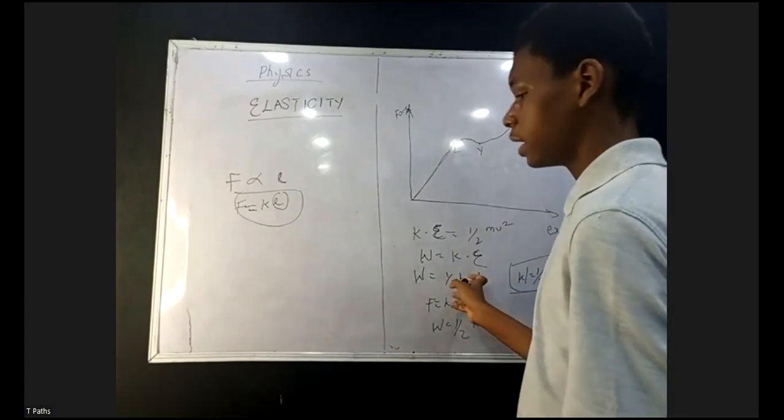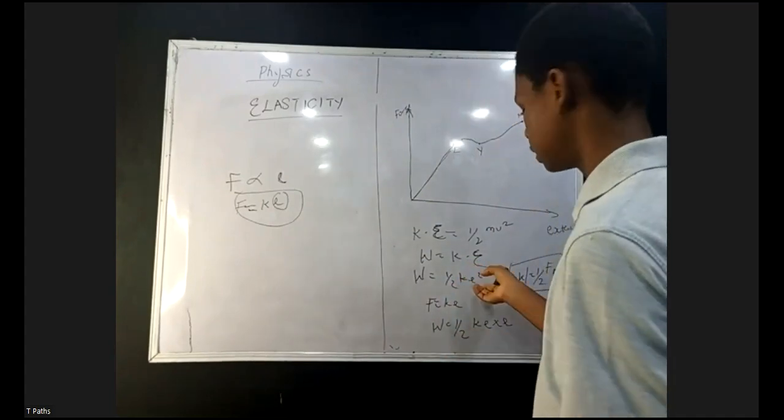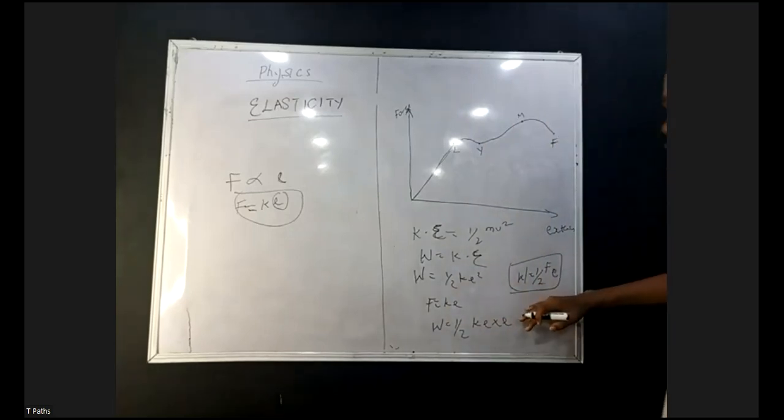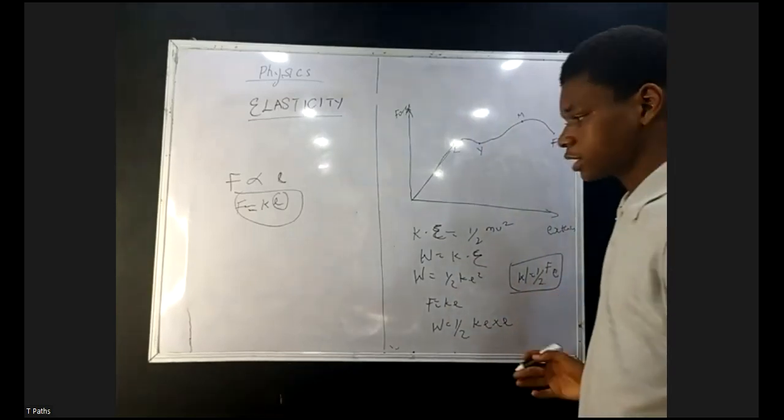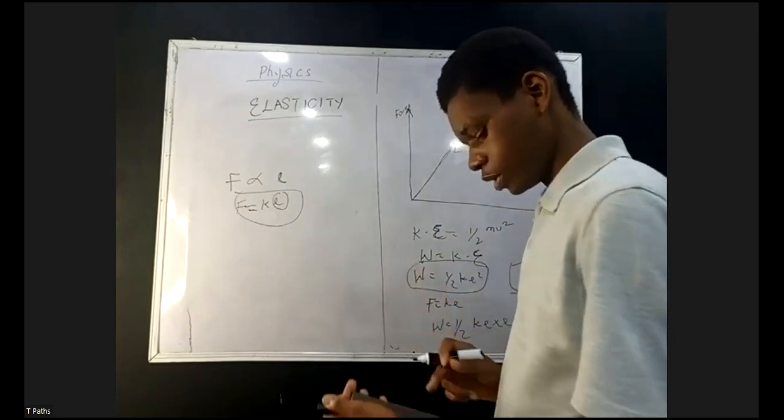Or, sorry, the elastic constant. K is my force elasticity constant, then the square of the extension. So half ke squared or half Fe, which is force times extension. So here are the two formulas you can use in calculating the work done in an elastic spring.